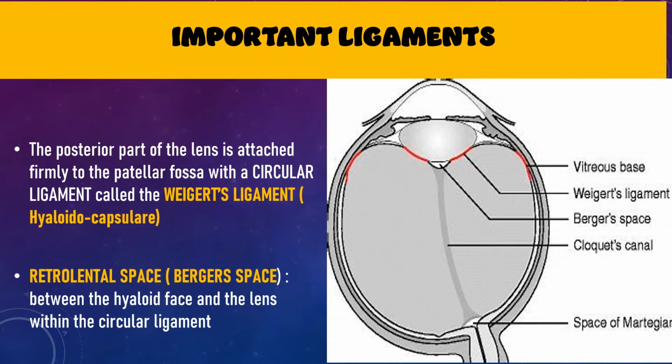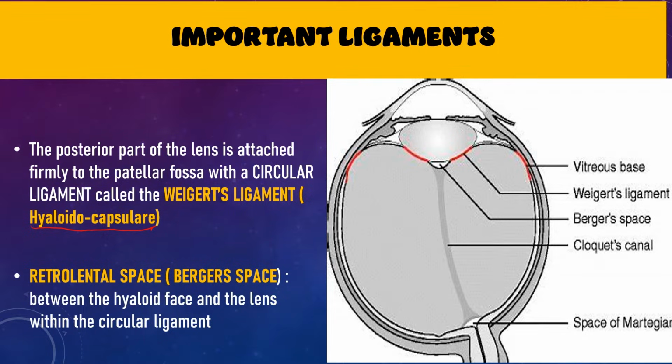This is the correct time to discuss the important ligaments which are associated with the lens. The lens, as we know, is nicely sitting in the patellar fossa, and in a circular region of the patellar fossa, the lens has a strong adhesion because of the presence of a circular ligament around it, which is called the Wiegert's ligament or the hyaloid-capsular ligament. It's called hyaloid-capsular because it's present between the hyaloid, that is nothing but the vitreous, and the lens capsule.